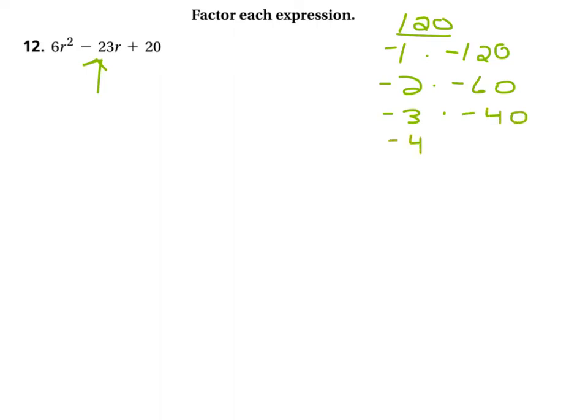Negative 4 times, and remember what my rule is here. If you can double this number to get what you're looking for, we're looking for negative 4, we can double that to negative 4 and take half of that, and it's still a whole number. That'll be your other number.